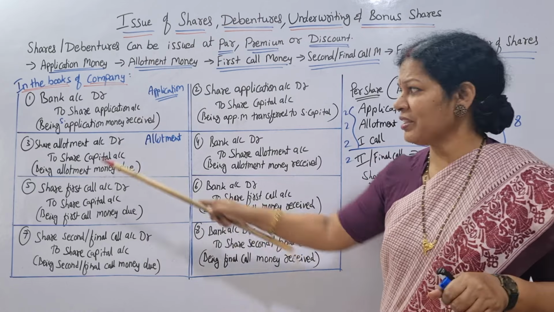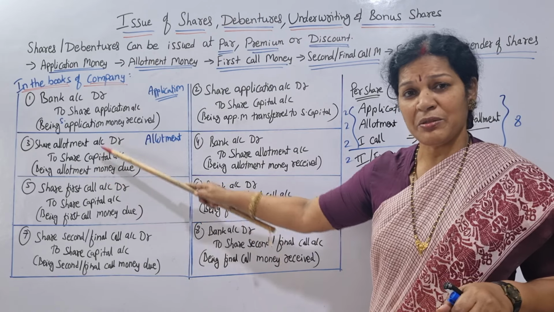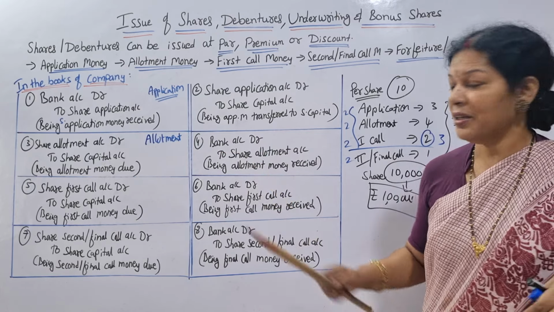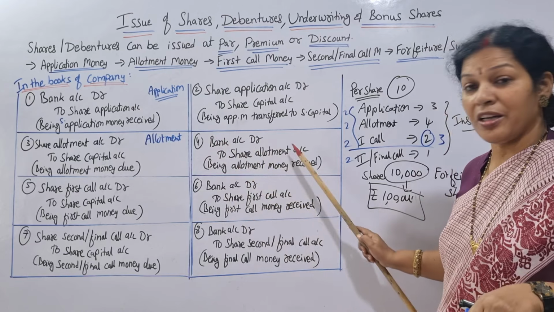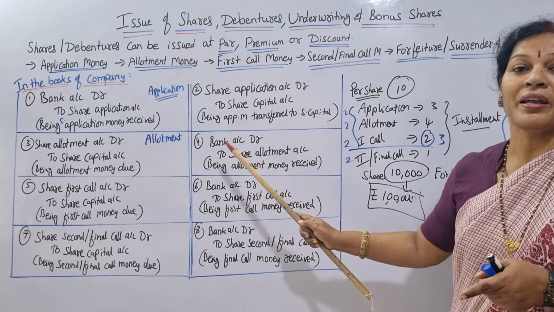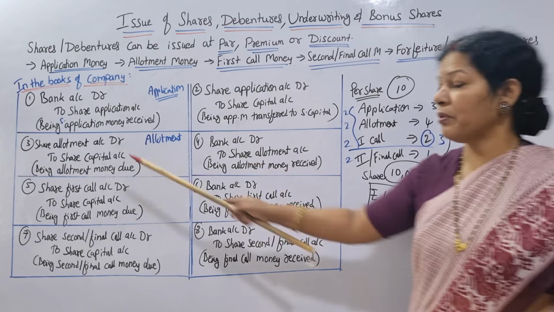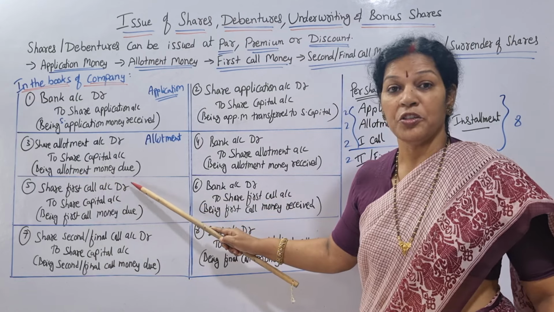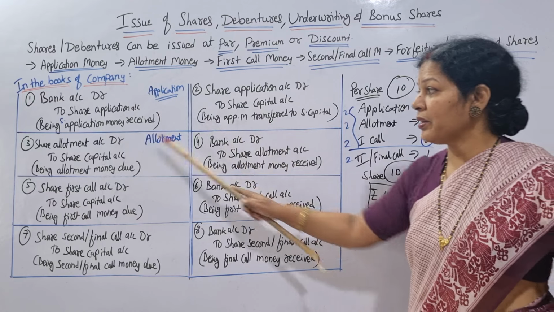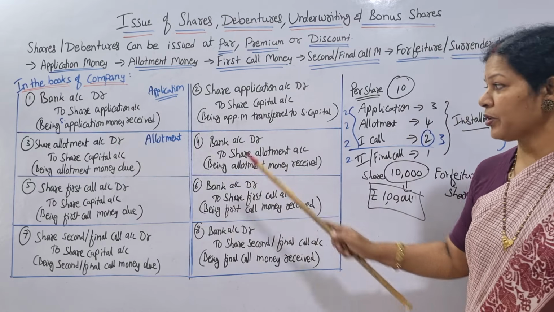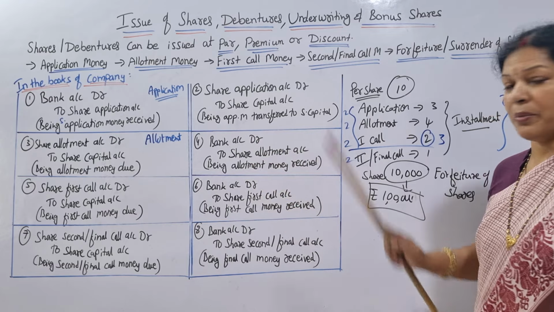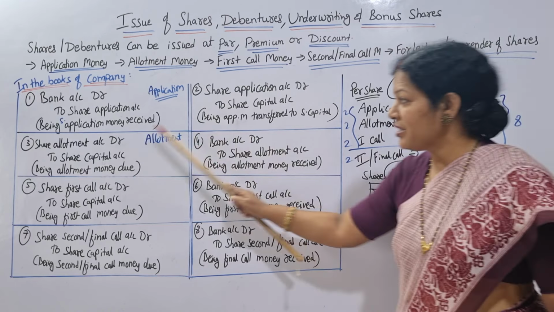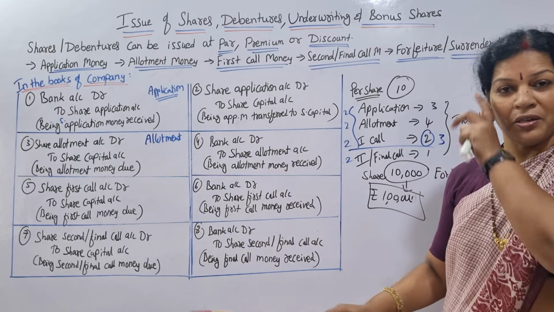Then after that, we are receiving this amount. This was due. When we receive this amount, then bank account is always debited, because we are receiving, debit what comes in. Okay, bank account debit. How are we getting this? Through share allotment. Share allotment is to be credited. Bank account debit to share allotment account. First one was share allotment account debit to share capital account, being allotment amount due. When we are receiving, bank account debit to share allotment account, we are writing from debit to credit side. Narration: being allotment money received. Okay. If you understand this, the rest of the two are based on this only.